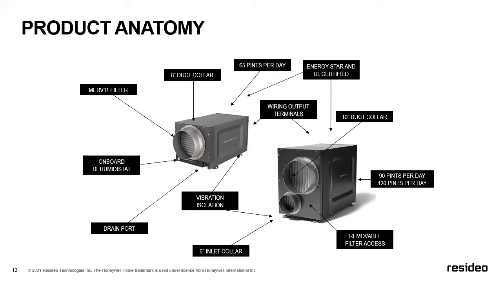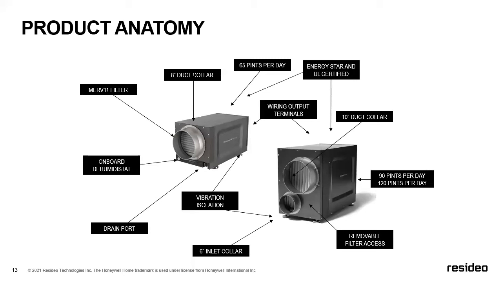Again, call out the onboard dehumidistat, dial-based, mechanical humidistat. And then again, when we talk about our ventilation on the right, knowing that the filter on the 120 and 90 is filtering both ventilation and our inlet air from the space. So one filter on that. Pretty simple, but pretty innovative.